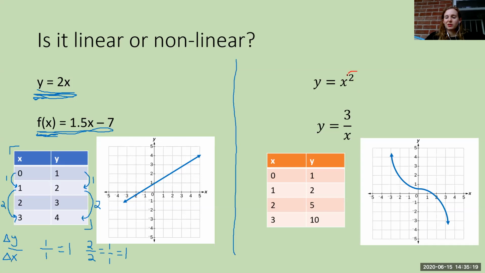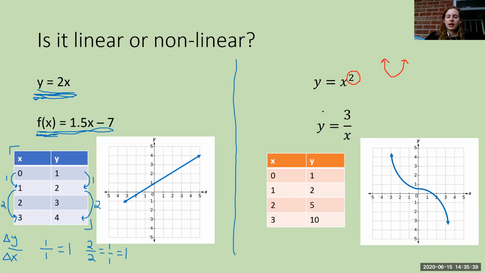Well, it's because of this exponent here. There's an exponent on our input variable, which means this is a nonlinear function. If you were to graph this function, you would see that it would make a curved shape, kind of like this, so not a straight line.